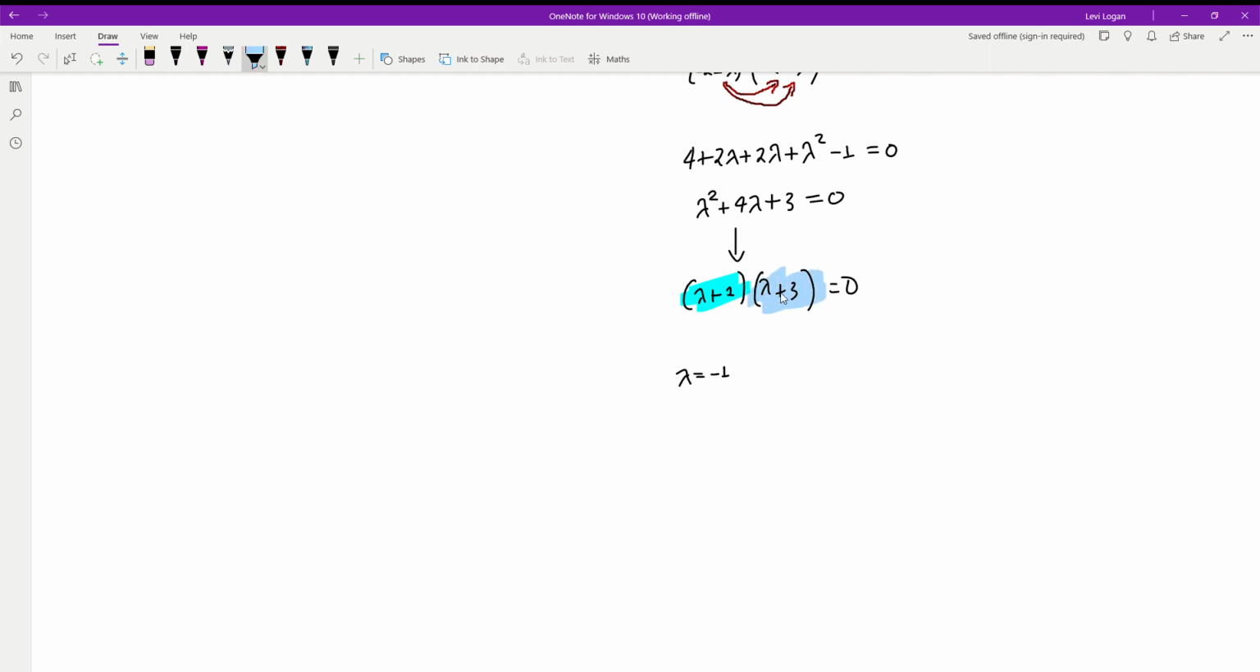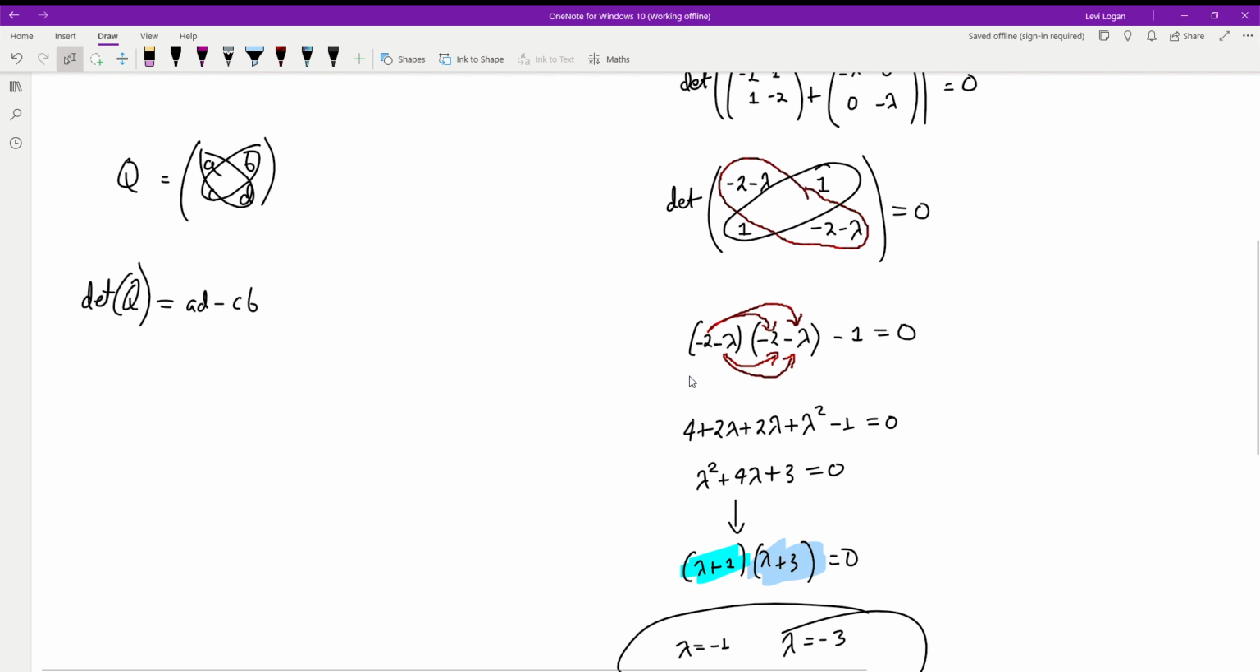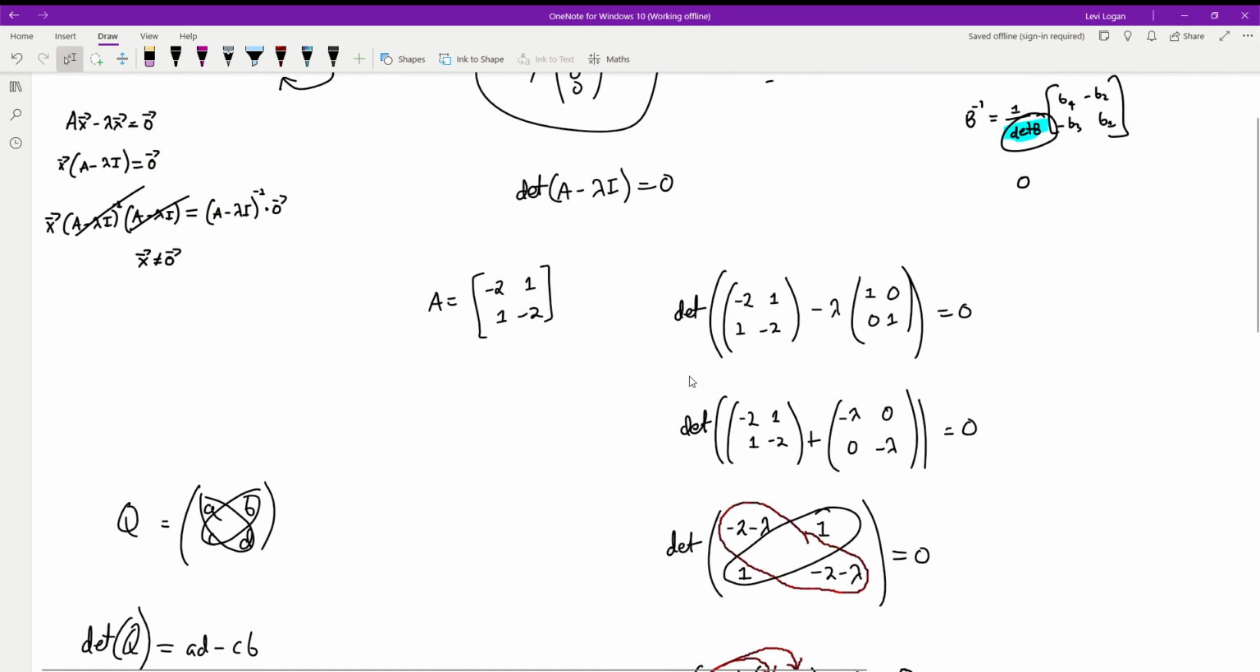So what does lambda have to be for this bit to be 0? Lambda has to be -3. So these are our eigenvalues, okay? Now, what do we do with those now? So we've gotten that. Now, I'm just going to write it up here. So we have lambda is equal to -1 and lambda is equal to -3. So we've determined our eigenvalues. Now we're going to determine our eigenvector.